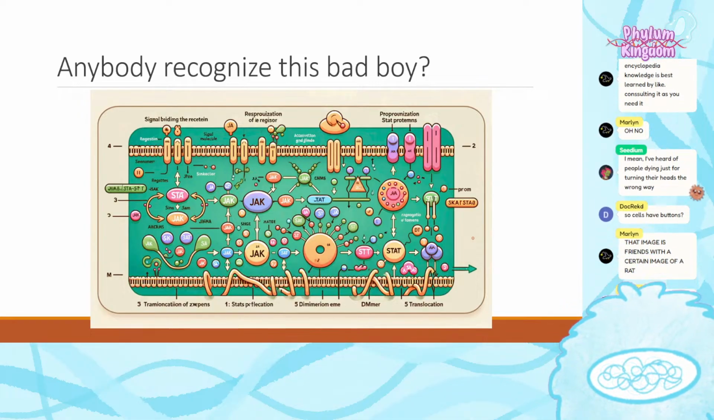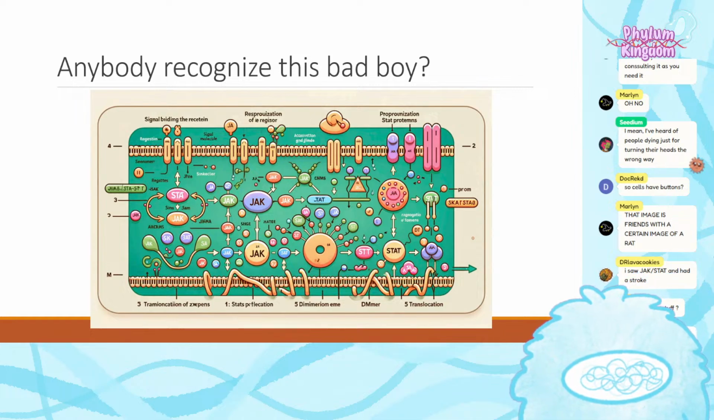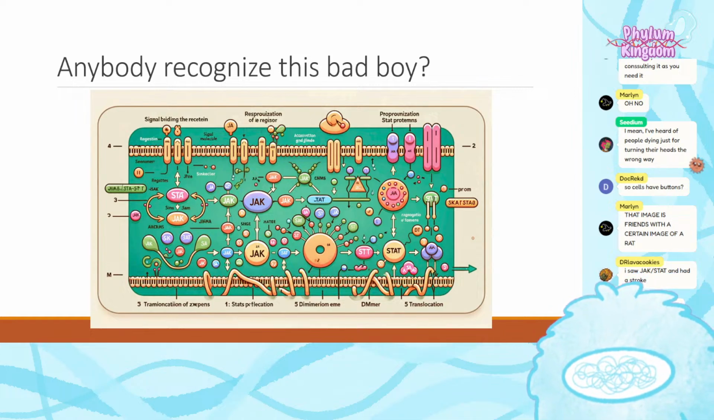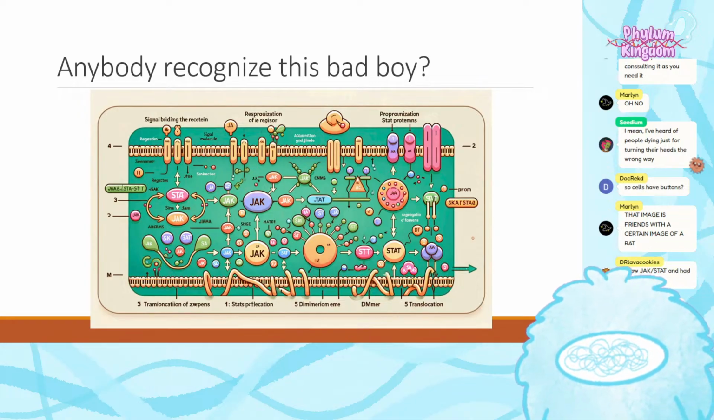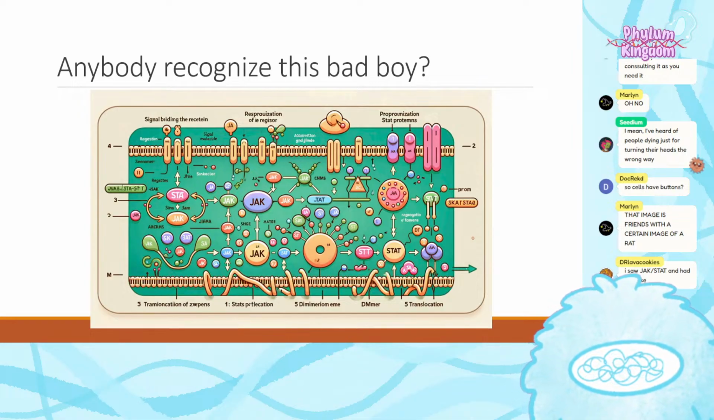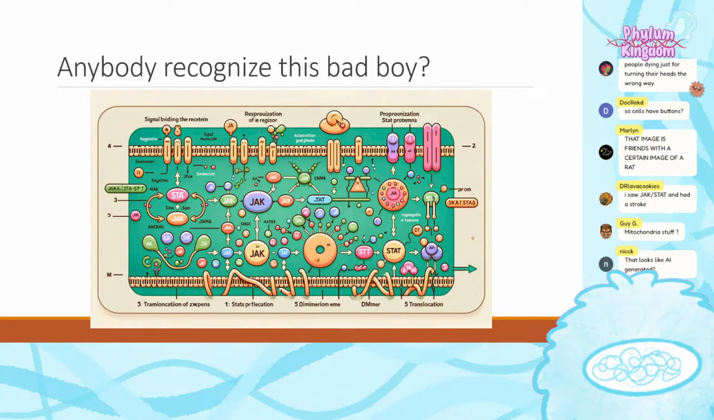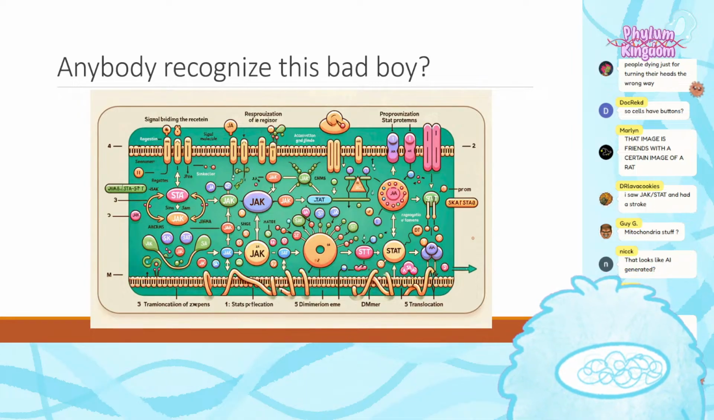I saw Jack Staten had a stroke. Mitochondria stuff. Maybe look a little closer, guy. Maybe a little closer. That image is friends with a certain image of a rat. Ah, Marlon got it. We have little donuts in our cells. I wish.